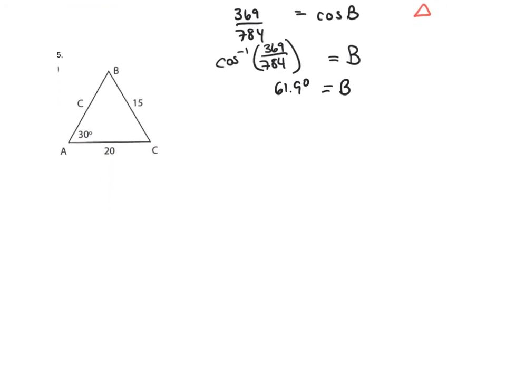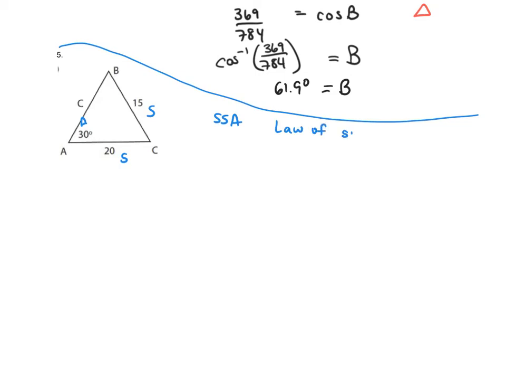Let's look at number 5. Number 5 is a triangle that has an angle, a side. So this is side-side angle. So side-side angle is law of sines, but it's the one that may have a second solution. So when I'm solving this, sine of A over A equals sine of B over B.